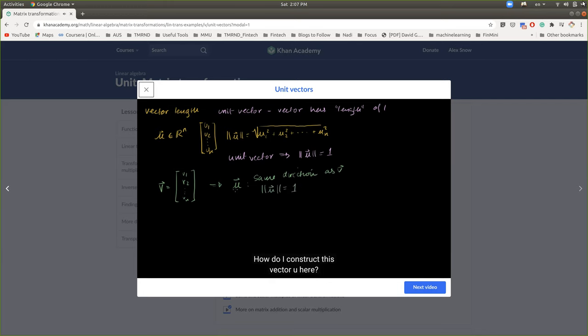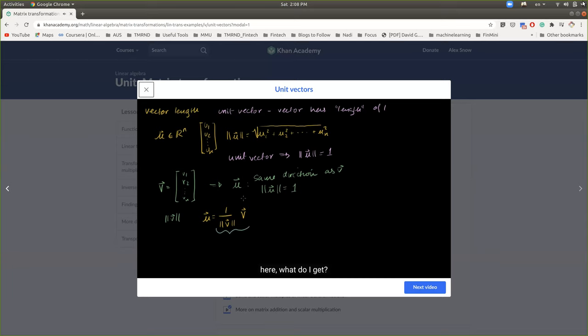How do I construct this vector u here? Well, what I could do is I could take the length of v, I could find out what the length of v is, and we know how to do that. We just apply this definition of vector length. And what happens if I figure out the length of v and then I multiply the vector v times that? So what if I say u is equal to 1 over the length of v times v itself? What happens here? If I take the length of this thing right here, what do I get?